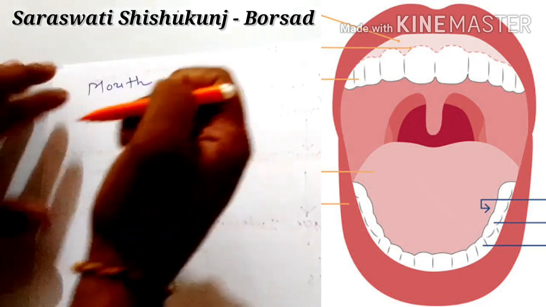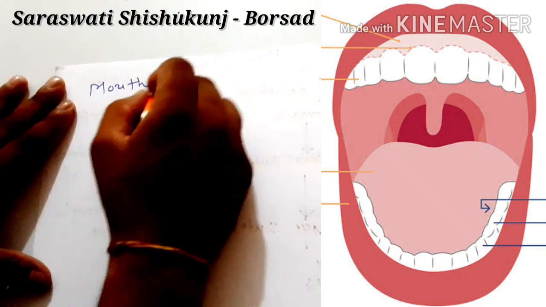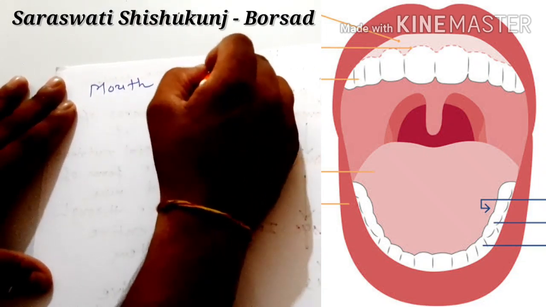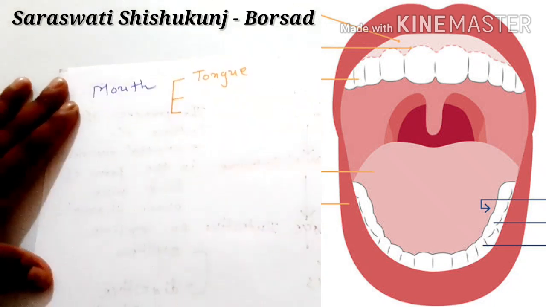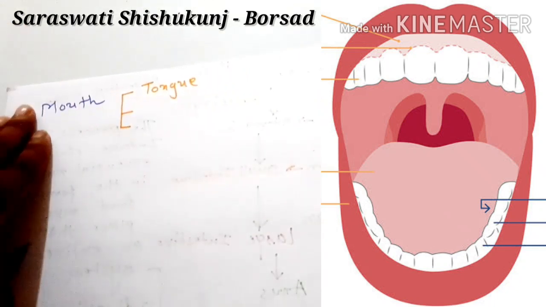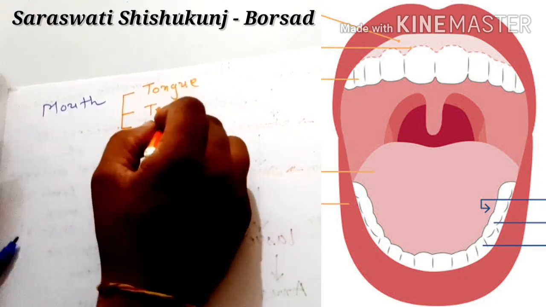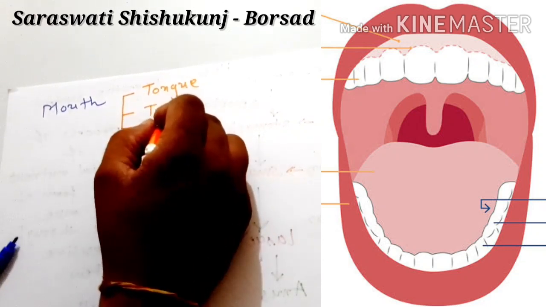Now we know that food is first taken in the mouth, and digestion of food starts from the mouth only. In the mouth, who will help us? We have different parts, right? And we know about them very well. The tongue, which works very fast, right? The second is the teeth, and the third is the salivary glands, right?